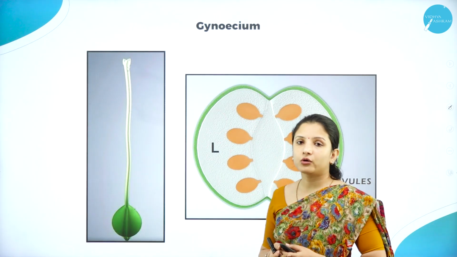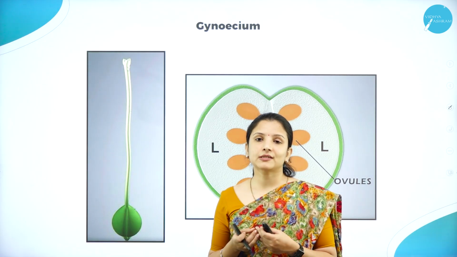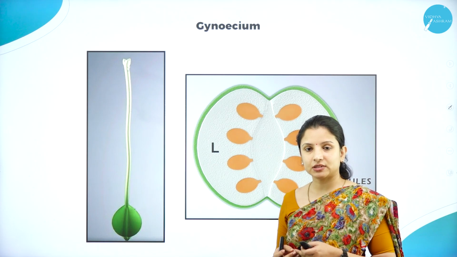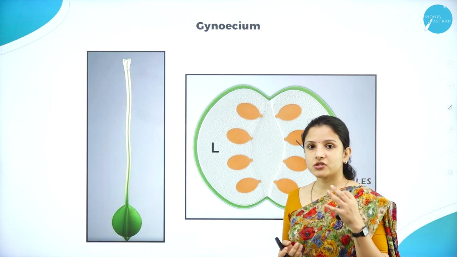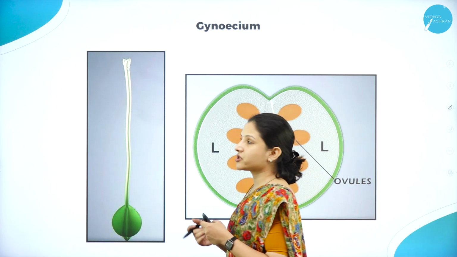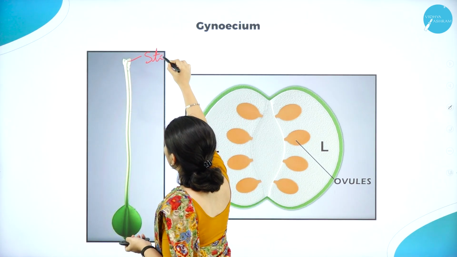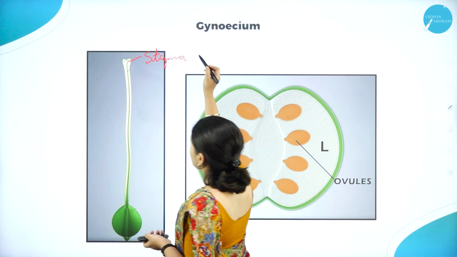Next we'll move on to the female reproductive part, that is the gynoecium. The gynoecium is also called the pistil or the carpel, and it is divided into different parts. We shall see each of them. It is mainly made up of the stigma. This stigma is very important.